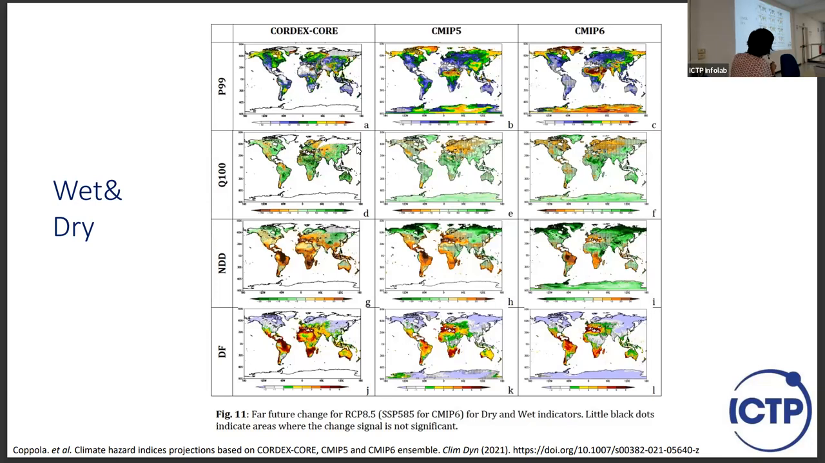dots. These are areas where the signal of change is not significant. So this is a concept that is very important when dealing with climate projection. We need to work always with an ensemble of models. And once we get an ensemble mean of these models, we need also to provide the significance of the change, so whether the result that we obtain is robust or not.